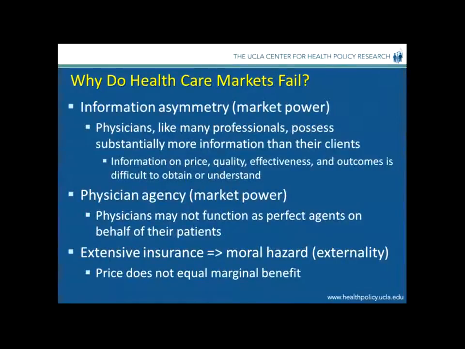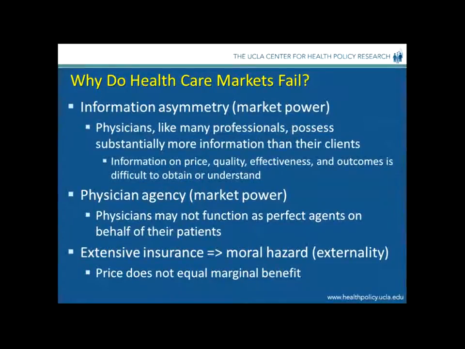So again, I don't want to spend a lot of time on this, but I just wanted to show you some of the examples of why healthcare markets fail and how these 4 causes of market failure apply in healthcare settings. And again, I'm using jargon here, so I apologize. Don't get lost in the jargon, and I'll explain.